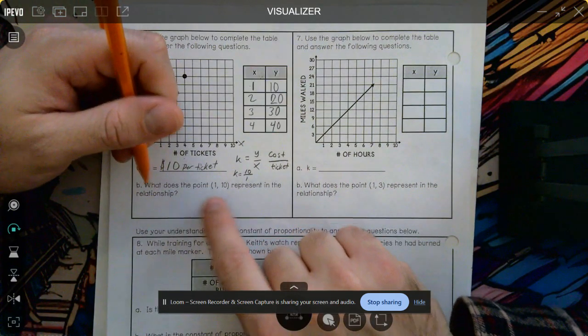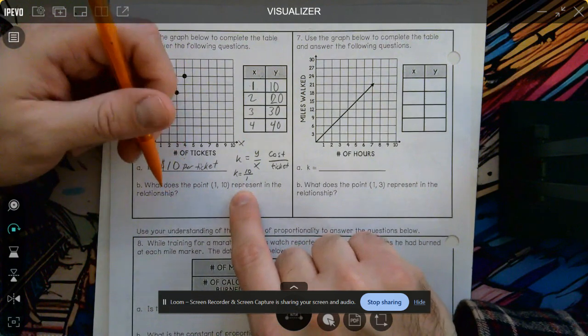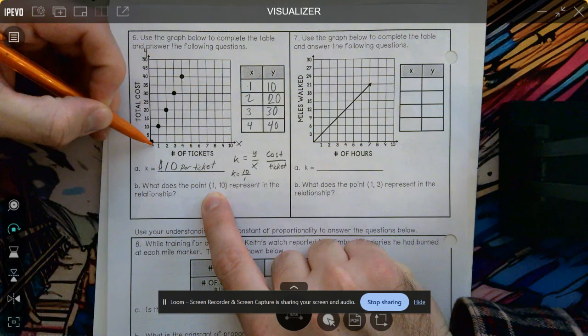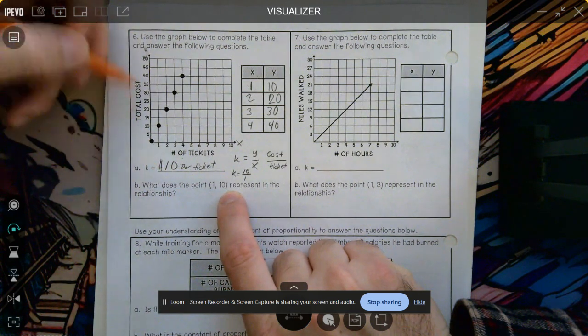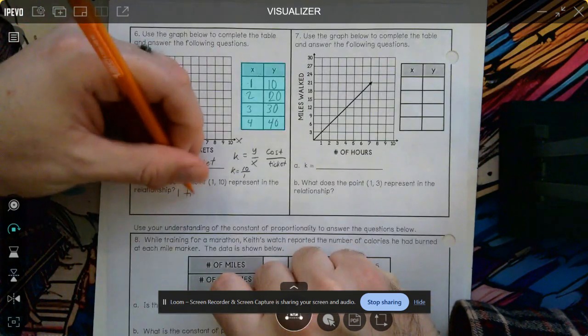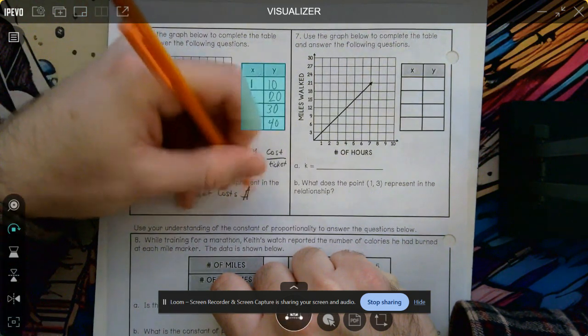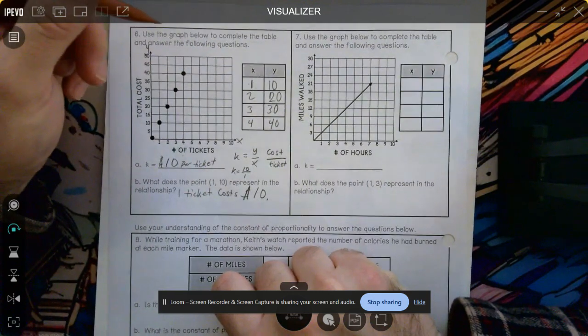What does the point (1, 10) represent in the relationship? 1 was our x variable, which is the number of tickets. y, which is 10, is the cost. So 1 ticket costs $10.